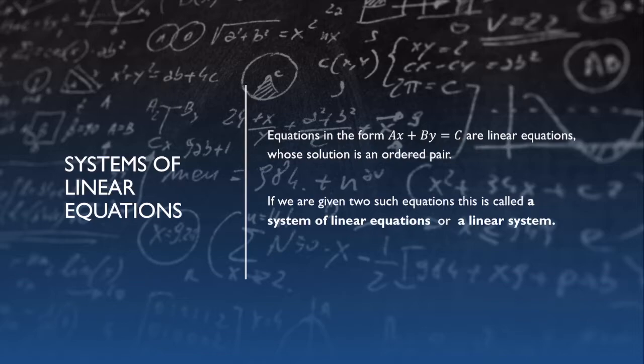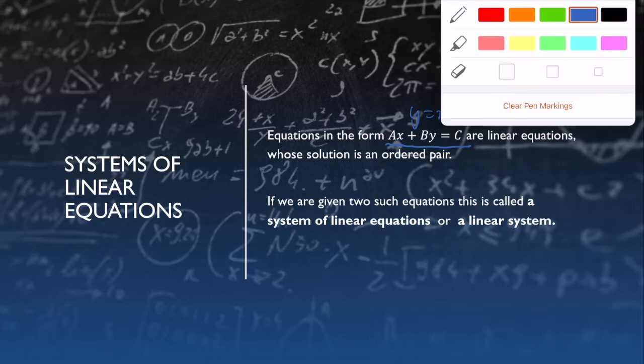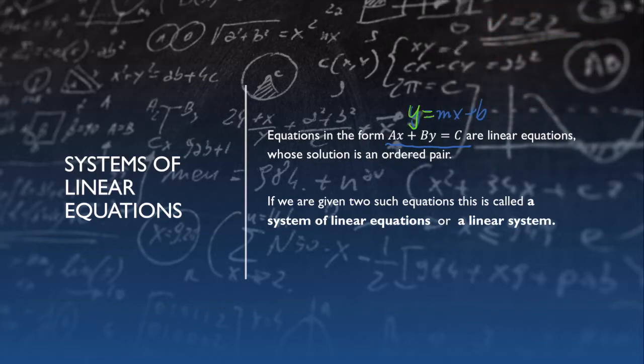So what is a system of linear equations? Well, equations in the form ax plus by equals c are linear equations, right? We also express them in slope-intercept form. And if we're given two such linear equations, we call this a system of linear equations or a linear system. I primarily say system of linear equations.